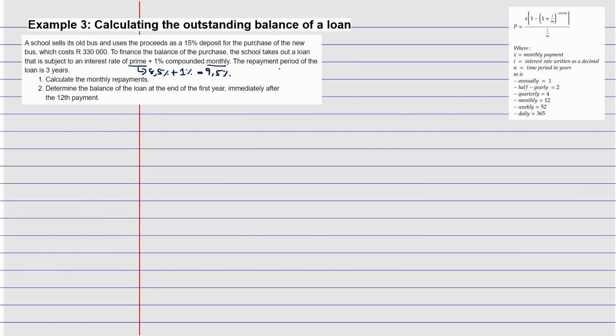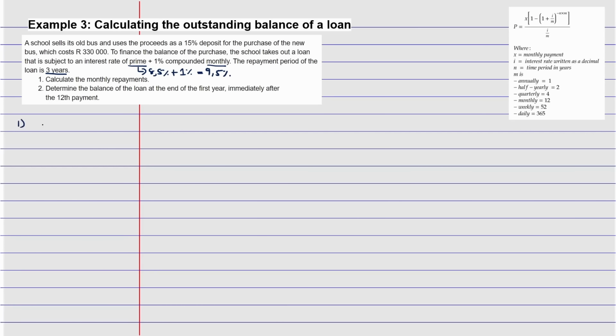It says the repayment period of the loan is 3 years. So the period of the loan is 3 years. The first question says calculate the monthly repayments, right? So now let's write down the information that we need and what we need to calculate. So X is going to be the one.